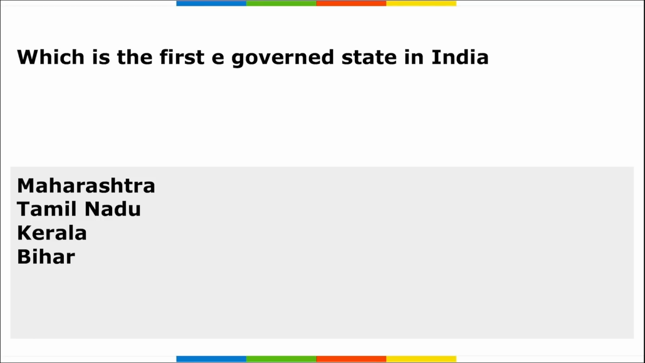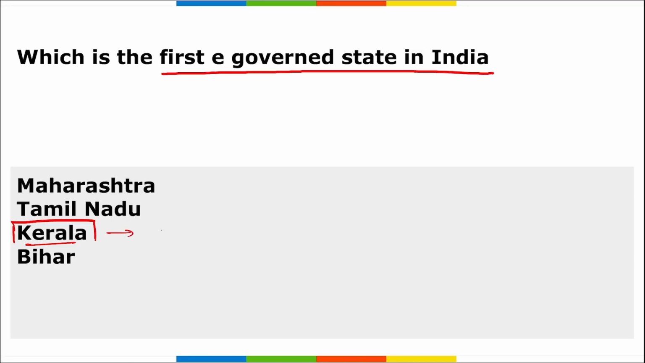Let's start. First question is, which is the first e-governed state in India? It is your Kerala. Highly important, very important question, right? Kerala became the first fully e-governed state in India, right? With various digitized range of government services that are provided to the citizens online.